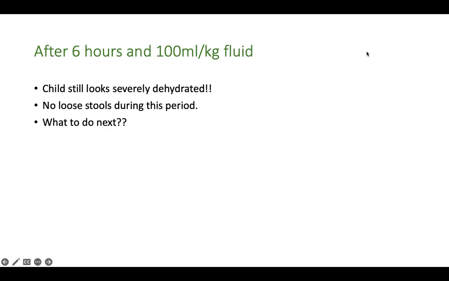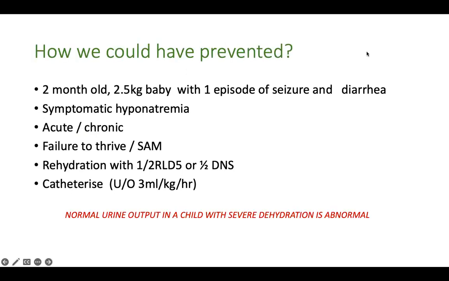How to proceed further? So, what has really happened here? This baby is having one episode of seizure with diarrhea, right? The child is having symptomatic hyponatremia. Initially, we thought it is acute, but look carefully. This 2-month-old child, why is the baby 2.5 kg when the birth weight was 2.8 kg? So that is significant failure to thrive. So this may be a chronic hyponatremia.